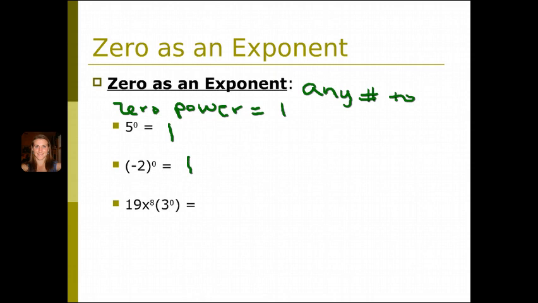Our third example, however, is a little different. There's only one portion of the problem that's raised to the 0 power, which is 3 to the 0 power. So essentially what you're doing is you're saying 19x to the 8th times 1, which is simply 19x to the 8th power. The only thing that changes to 1 is the base that is raised to the 0 power.